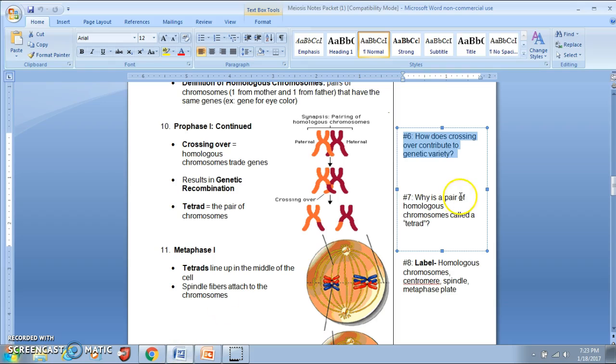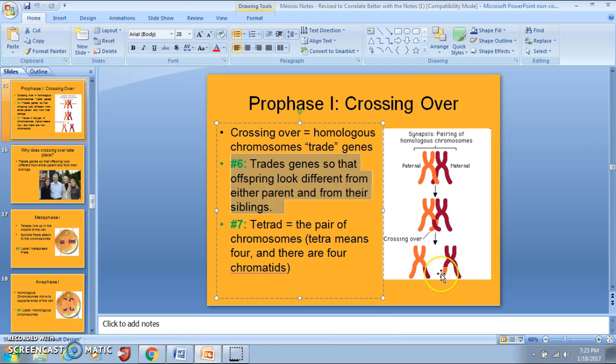Question number 7 asks, why is a pair of chromosomes called a tetrad? Tetra actually means 4, and if you think about it, within this pair, there are 4 pieces of DNA, 4 chromatids. One on the side of this chromosome, one on the side of that chromosome, one here, one here. So 4 chromatids total would be tetra.